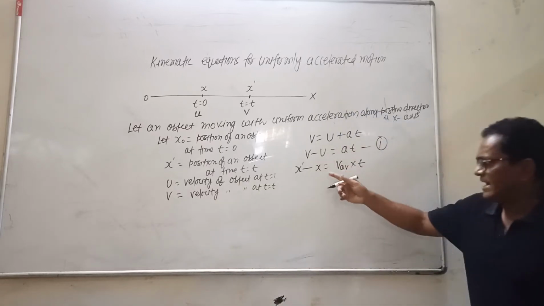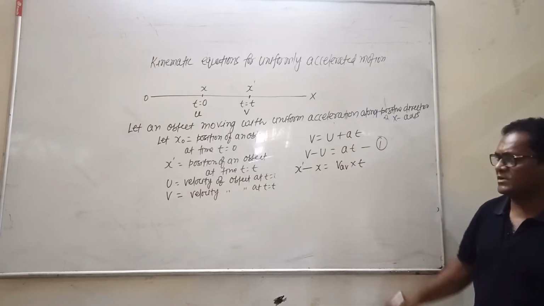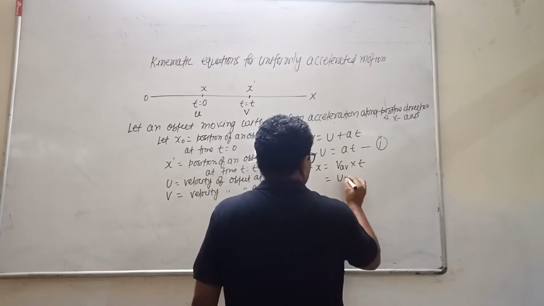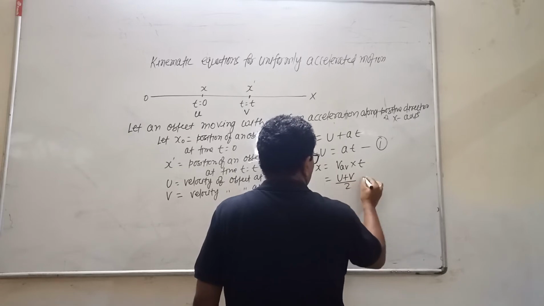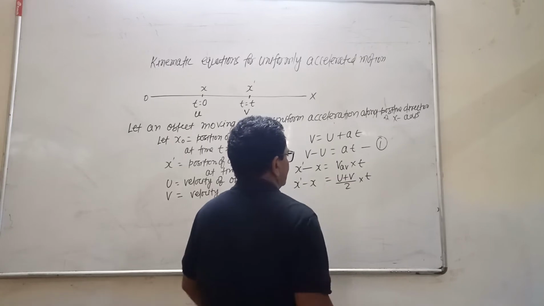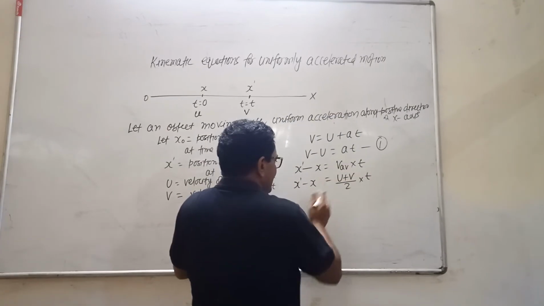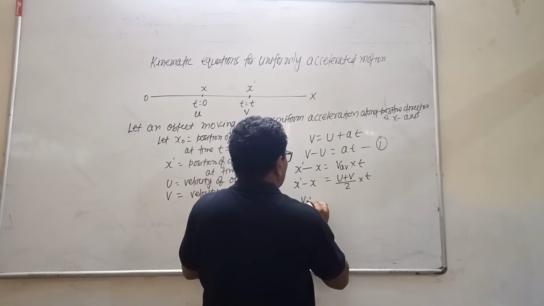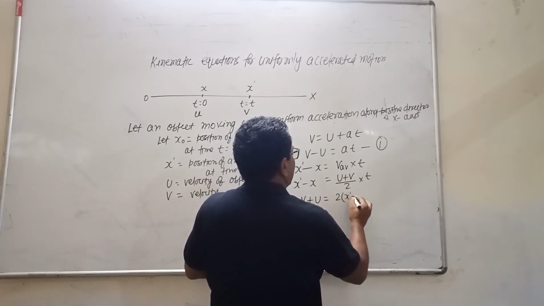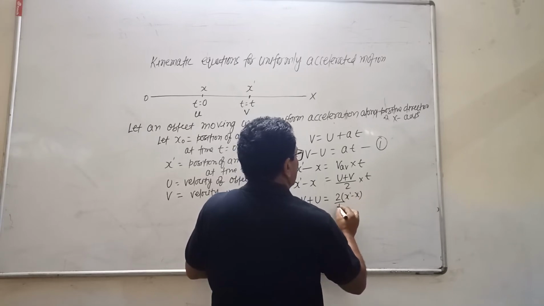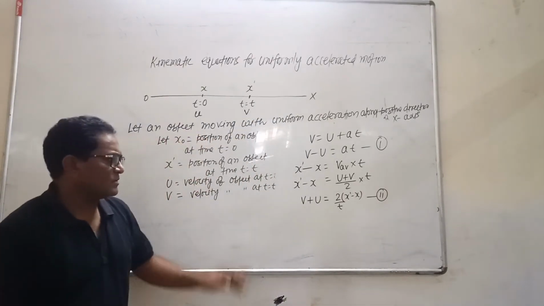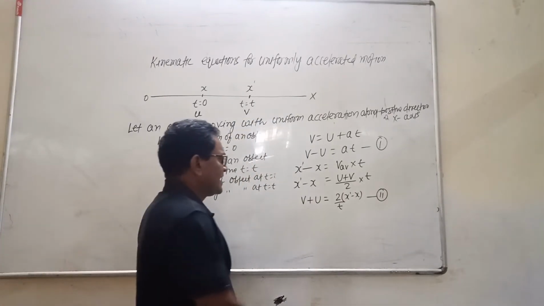Previously we have seen x dash minus x was equal to v average into t. V average can be written as again u plus v by 2 into t, and this is x dash minus x. We will eliminate u plus v. We can write also v plus u equals 2 times x dash minus x upon t. This is the second equation: v plus u equals 2 by t into x dash minus x.